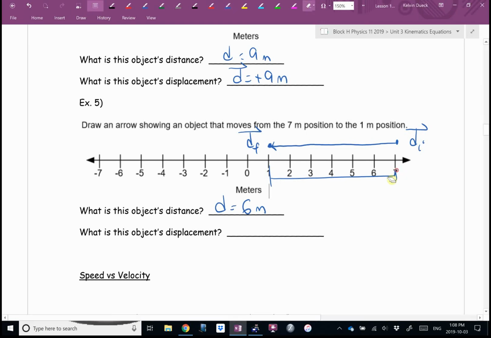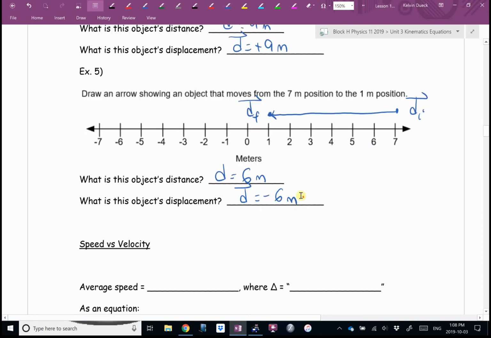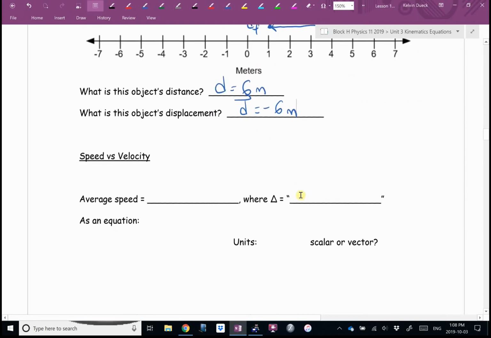But now, what's this object's displacement? Not positive 6, but yes. Or you could say 6 meters to the left. Easier to write that. Now we're going to talk about speed versus velocity. Which one is a scalar? Which one's a vector? Okay. That distinction isn't going to become important for a while until we get into more complicated questions, but it will become important in about 3 lessons.